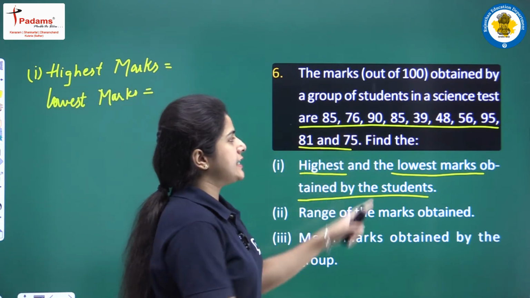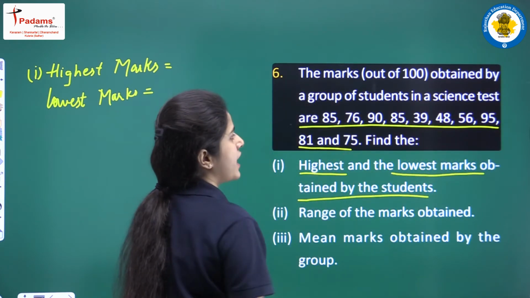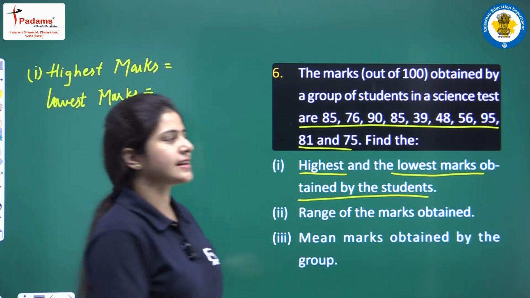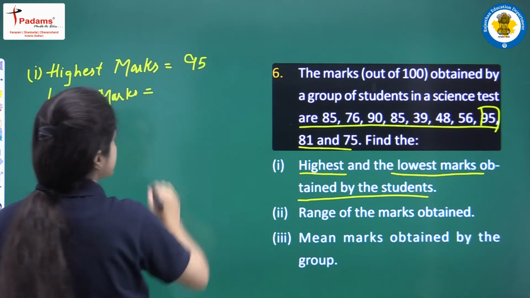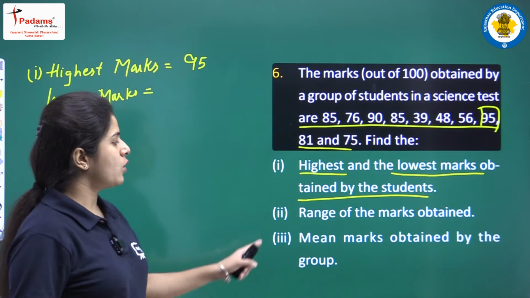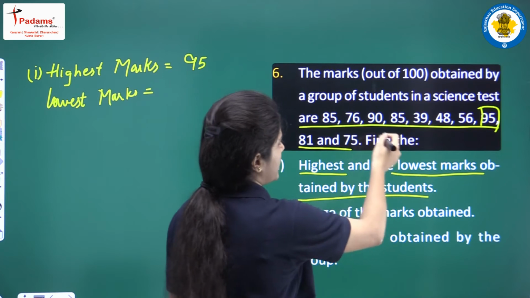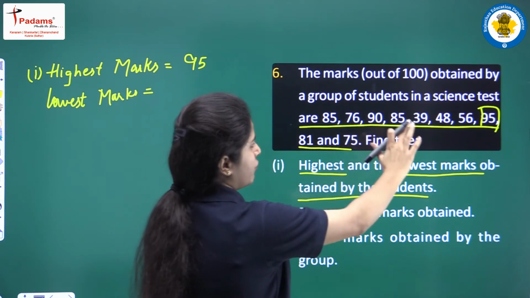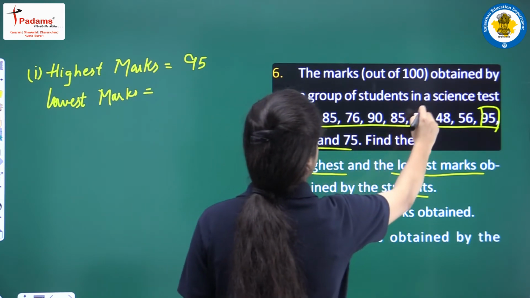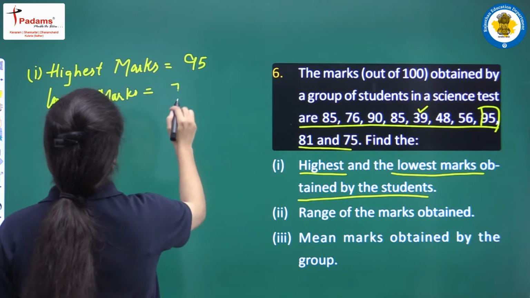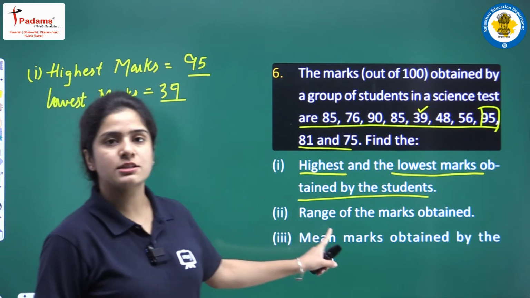85, 76, 90, 85, 39, 48, 56, 95, 81 and 75. So the highest mark is clearly shown, that is 95. Highest marks is 95. Now tell us the lowest marks obtained. 85 no, 76 no, 90 no, 85 no, 39, 48, 56, 81 or 75. So 39. This is the lowest marks. 39. Alright, students.